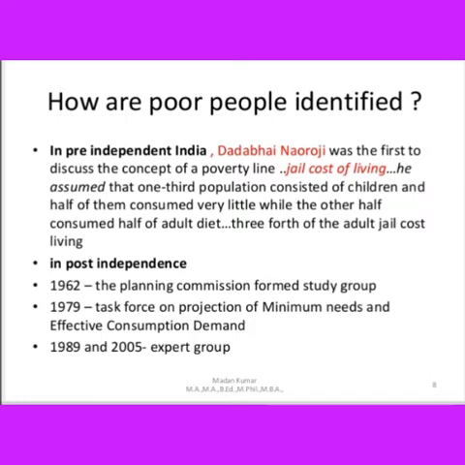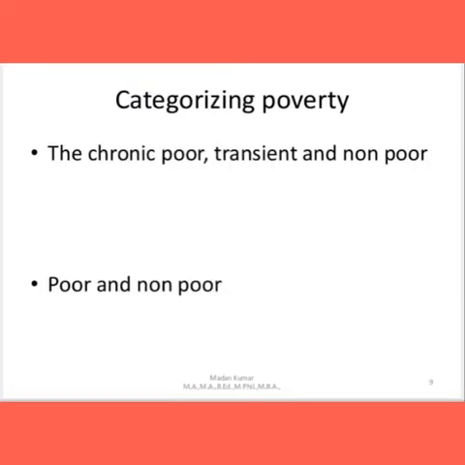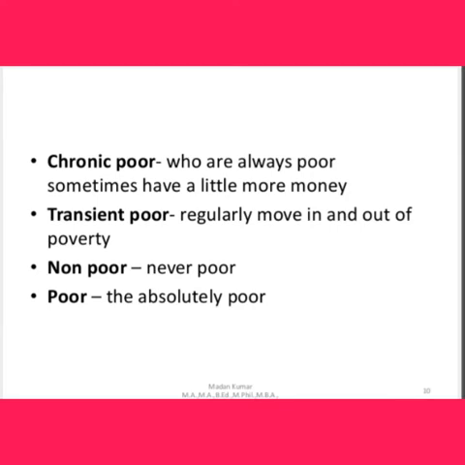And in 1962, to identify the poor and the rich, the Planning Commission formed a study group to identify the poor as well as the rich sections of society. They categorized poverty into the chronic poor, the transient poor, and then the poor and the non-poor.